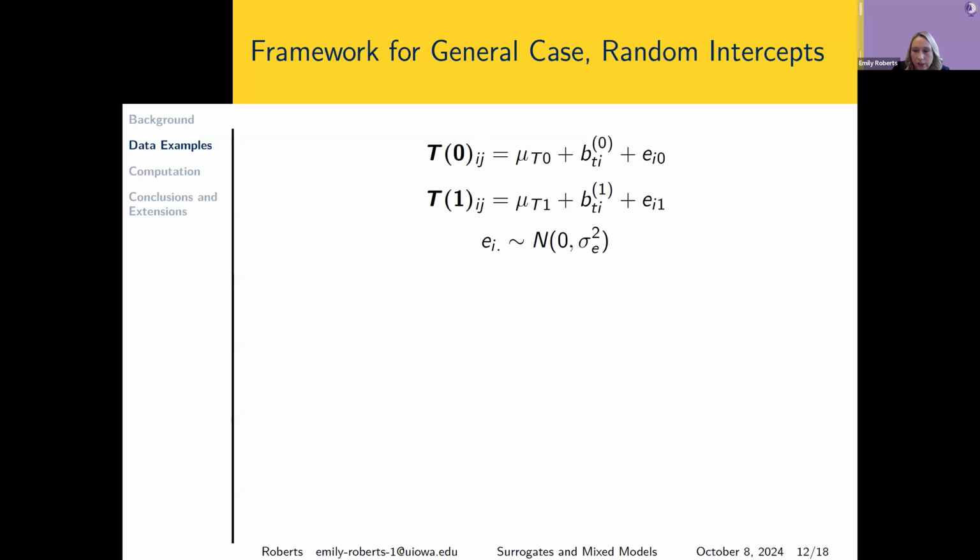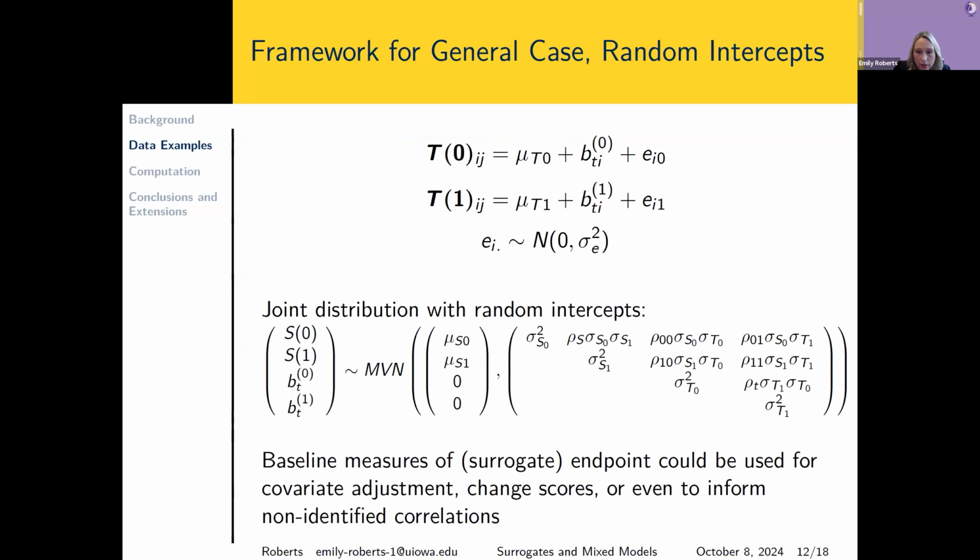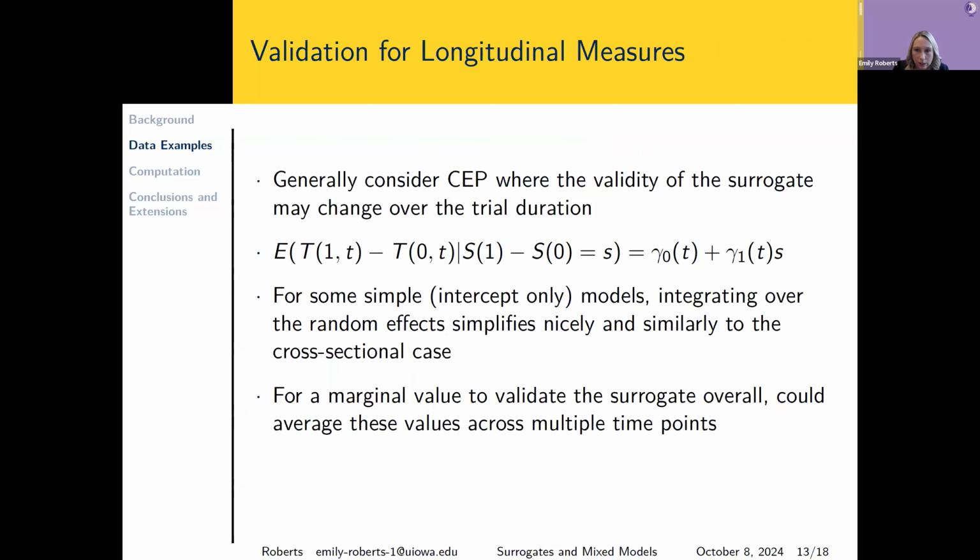I have a fairly standard mixed model written out for the true outcome in terms of some fixed effects mean structure and then a random intercept that corresponds to T of 0 and T of 1. This captures the longitudinal nature and correlation of the repeated measures for a given individual. We're proposing to model the joint distribution of the surrogate and the random effects by assuming that they follow a multivariate normal structure, and using some of the framework that we showed previously in the cross-sectional case in order to define our quantities for validation.